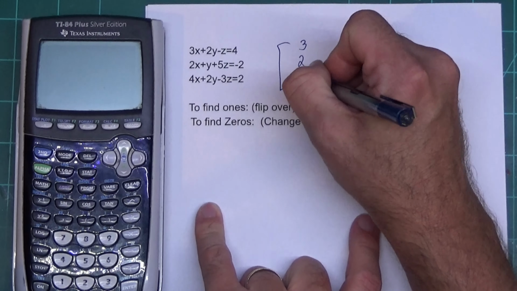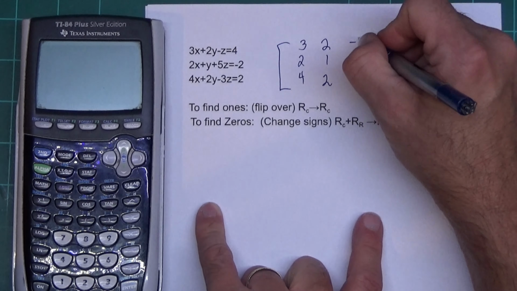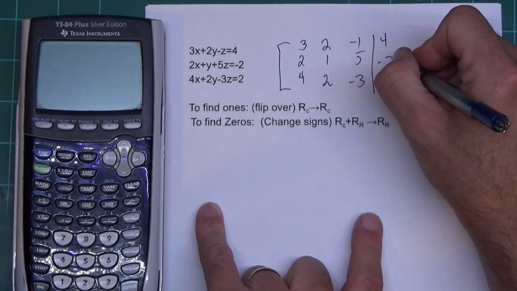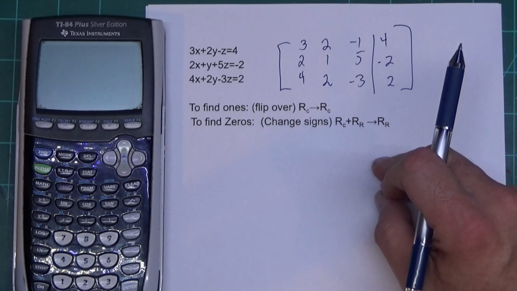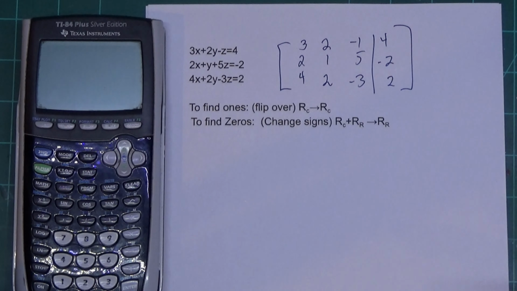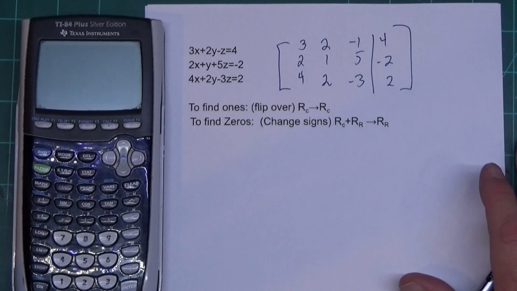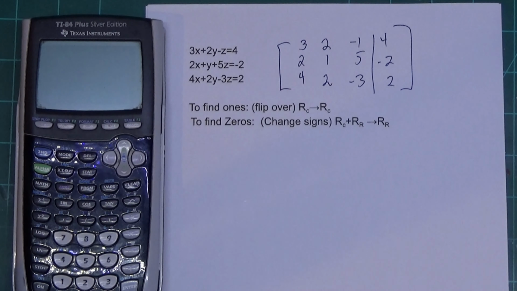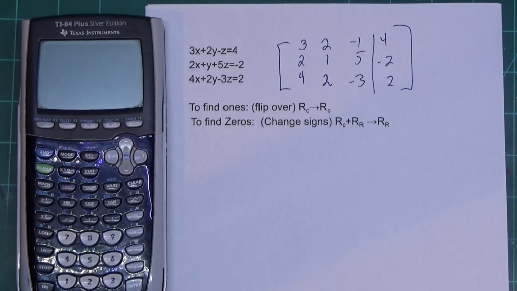So 3, 2, 4... 2, 1, 2, negative 1, 5, negative 3, 4, negative 2, 2. This document will be available in a link at the bottom of the video, so you can download it, print it, and work along with me in the video. Just pause so you can see what's going on. Sorry if the camera's shaking a little bit. The camera's on a high rig above the table, and if I hit the table too hard, the camera will shake. So first things first, I got to get this in the calculator.